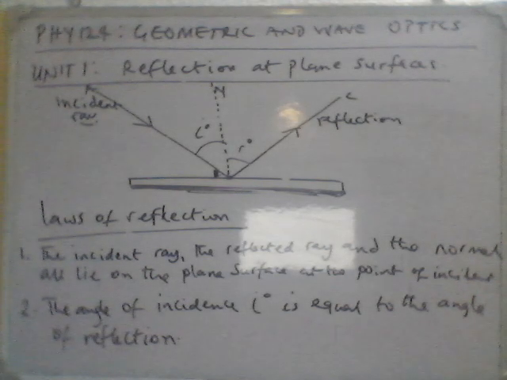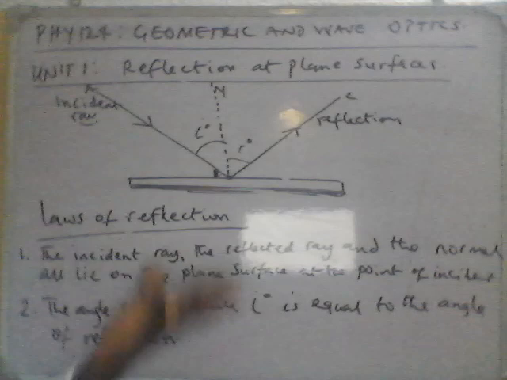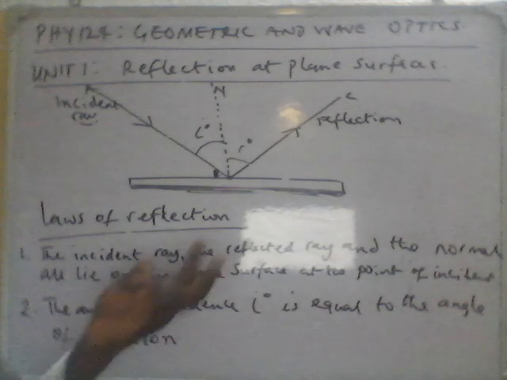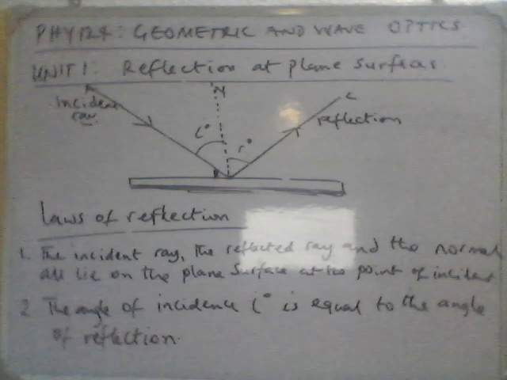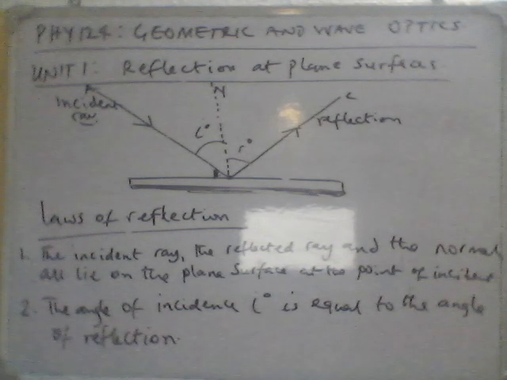So, reflection at plane surfaces. When light reflects on a smooth, polished surface such as a mirror, the image is formed behind the mirror. These are the characteristics. The image is formed behind the mirror, the same size as the object in front of the mirror. The light rays diverge from the object and reflect, entering the observer's eye in such a way that the image seems to come from behind the mirror.